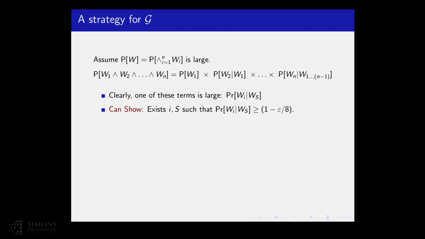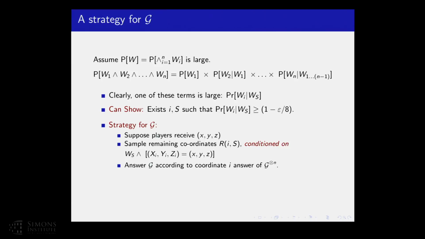So again, in some more detail, let W be the event that they win all the coordinates. Of course, it's the AND of all the single coordinate wins. Well, if you just expand this out by chain rule, one of these terms has to be large if the entire term is large. Okay. So what one can show is that there exists a coordinate I and a subset S such that one of these terms is larger than 1 minus epsilon by 8.